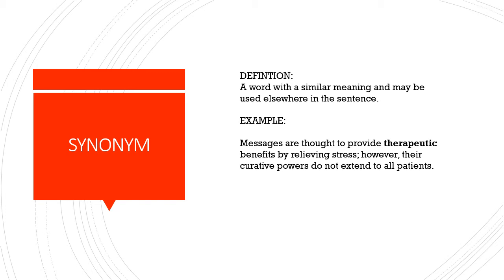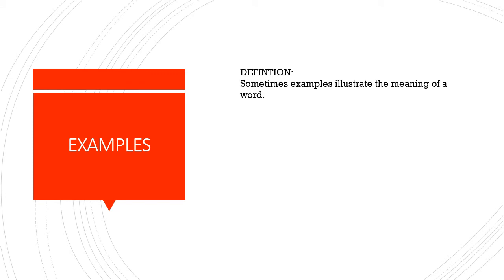And I can infer from this sentence that therapeutic and the word curative have the same or similar meanings. Curative powers, therapeutic. Curative comes from the word cure, to cure someone from sickness. So by looking at this, I'm going to assume that therapeutic means something that has something to do with healing, okay? The next type of context clue that some authors use is they give readers examples.